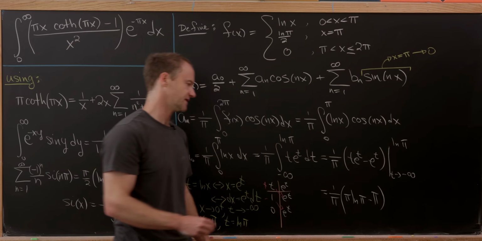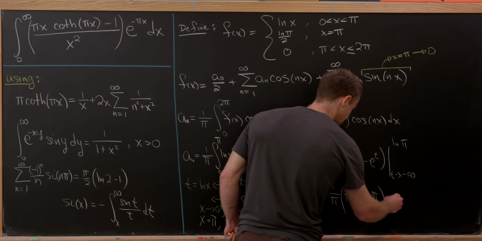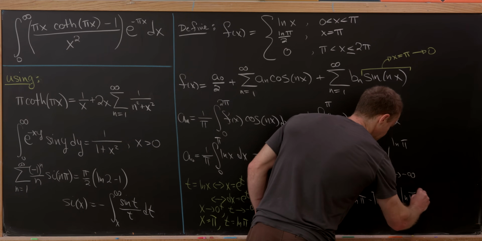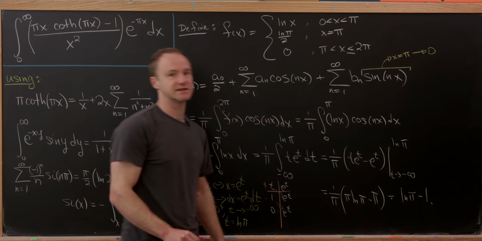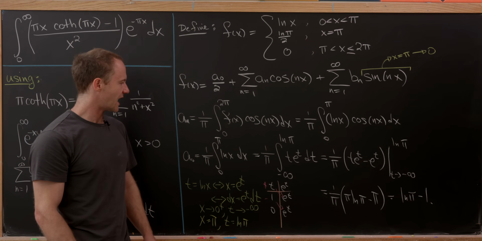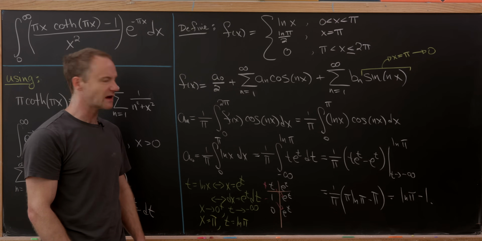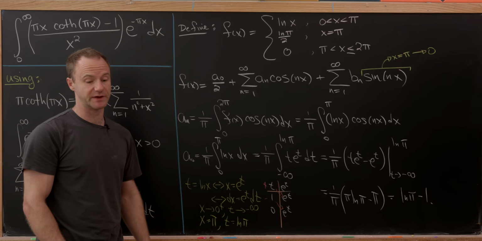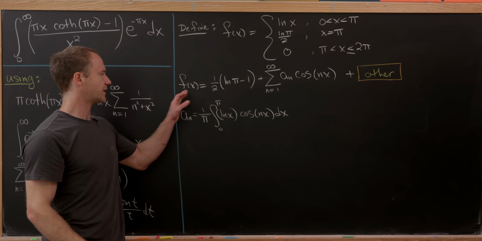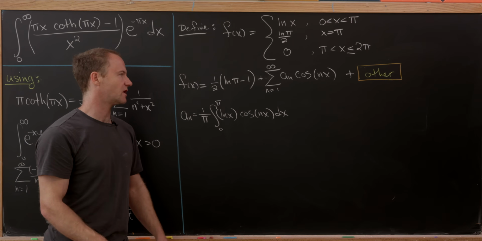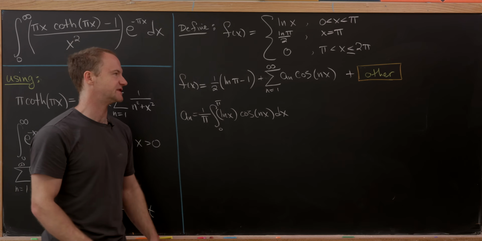So I think that's pretty nice. But then how does that simplify? That'll simplify to natural log of pi minus 1. Okay, so that's our a sub 0 term. Now let's calculate the general a sub n term. Okay, so far we know f of x will be 1/2 natural log of pi minus 1. That's our a sub 0 term.